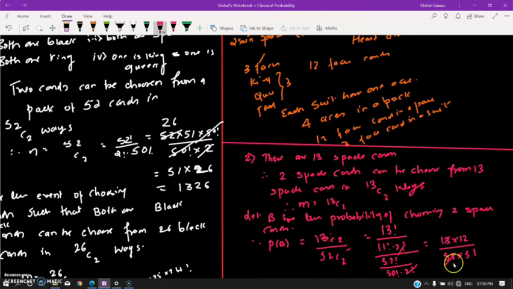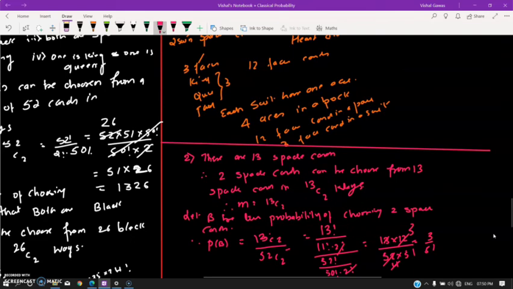Then this 4, if I cancel, I get 3 by 51, and 51 can be cancelled out. So what I get is 1 by 17, which comes out to be something around 0.06.